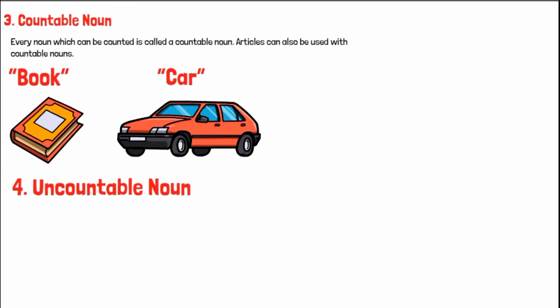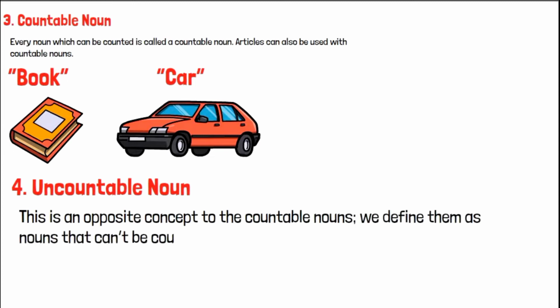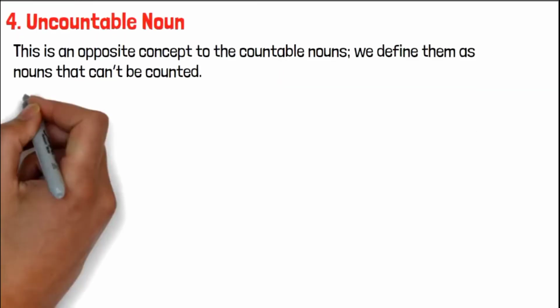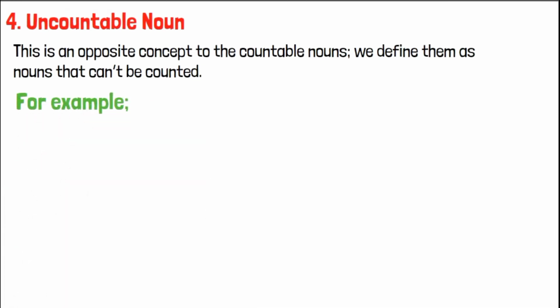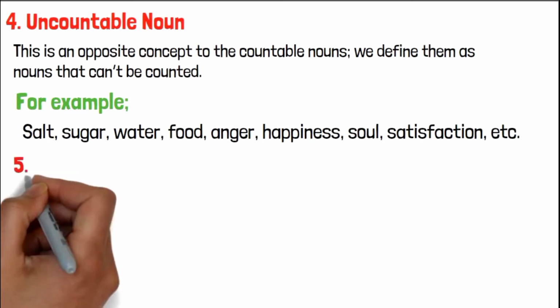Uncountable noun. This is an opposite concept to the countable nouns. We define them as the nouns that cannot be counted. We call these nouns uncountable because they can't be counted. For example, salt, sugar, water, food, anger, happiness, soul, satisfaction. All these are uncountable nouns because we can't count them.